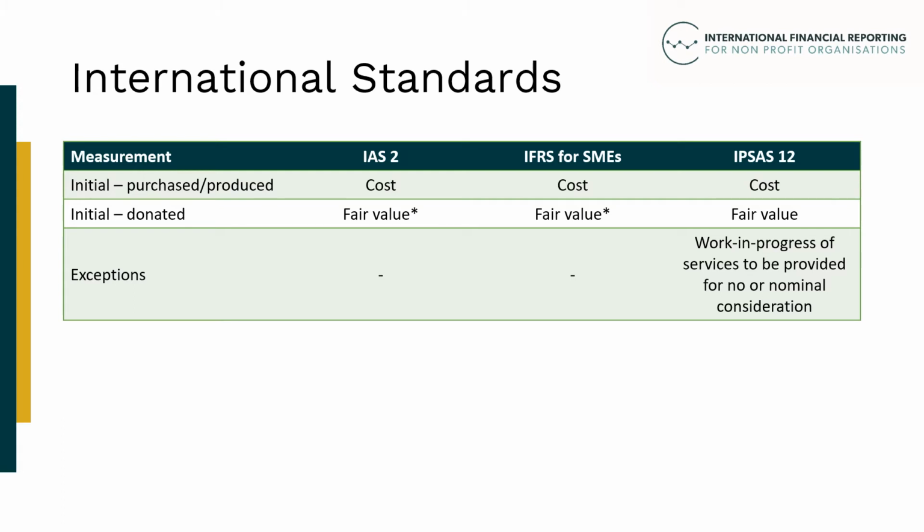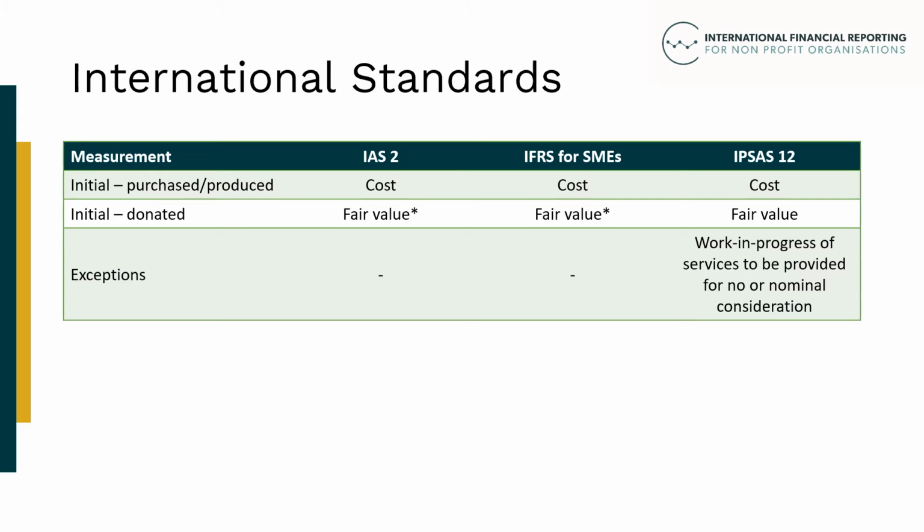Under IPSAS 12, entities determine their accounting policies for such transactions. This would allow an entity to elect not to recognize such items as inventory, but instead recognize an expense as the costs are incurred. This choice could simplify record keeping.